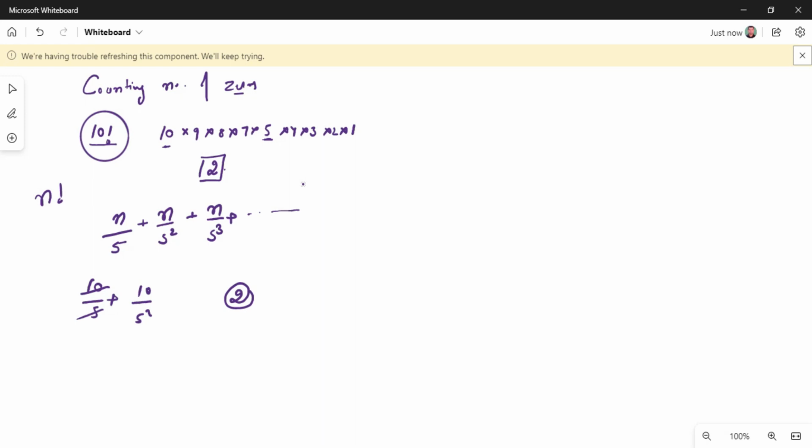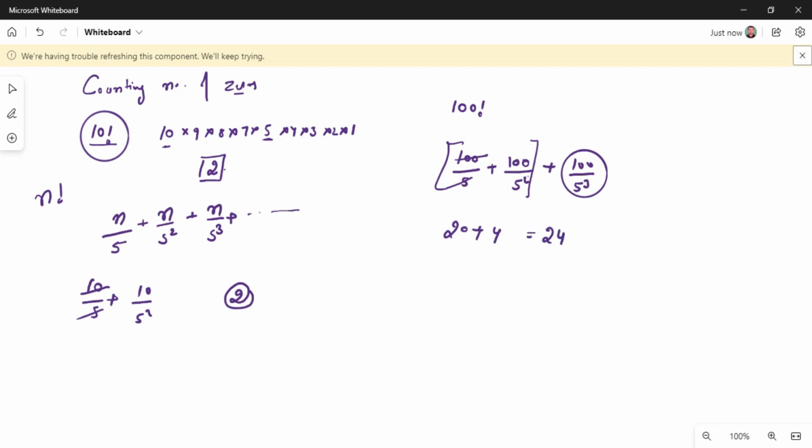Let's take another example. If we have to find out the number of zeros in 100 factorial, so we can calculate using 100 divided by 5 plus 100 divided by 5 square, that is 25, plus 100 divided by 5 cube, that is 125. So we can ignore this. So we can calculate this only. So 100 divided by 5, it is 20, plus 100 divided by 25, it is 4. So total number of 24 zeros are present in this case.